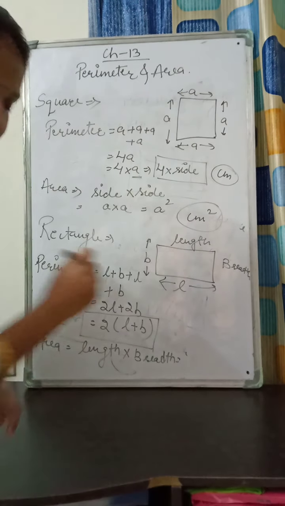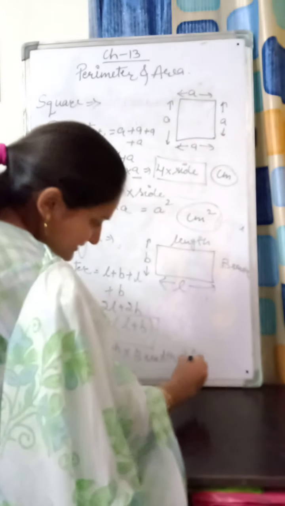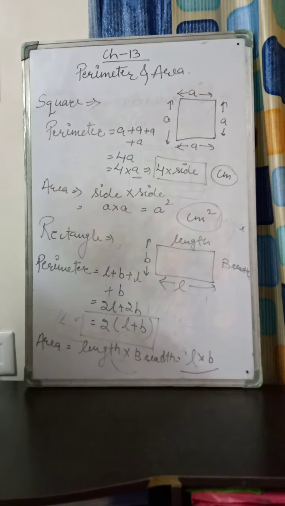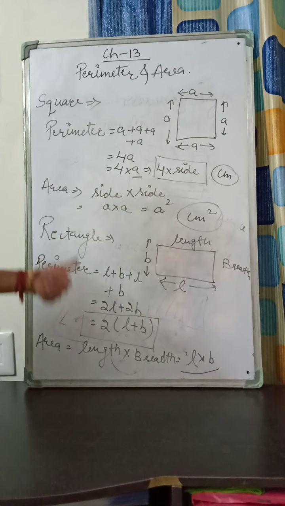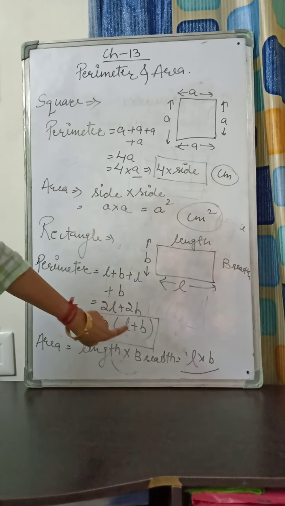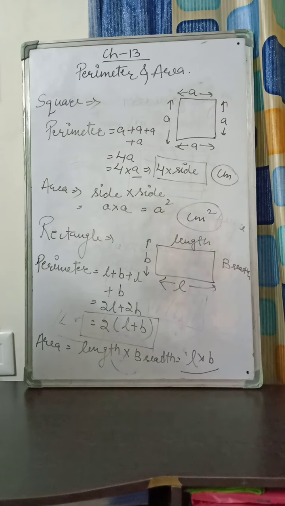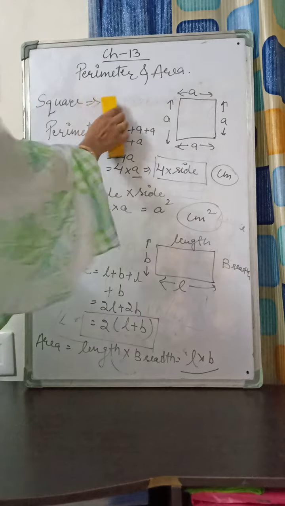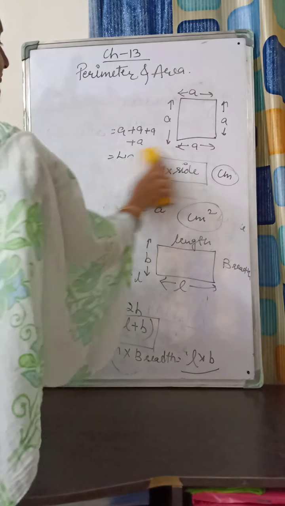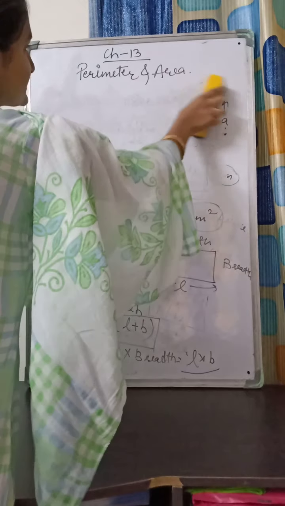Length into breadth, that is length is L and breadth is B. So L into B is the area of rectangle, and perimeter of rectangle is 2 into (L plus B). So we have discussed two figures, that is square and rectangle. Now we will discuss the parallelogram and the circle.